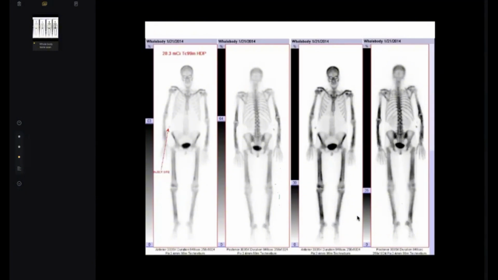Is there any super scan here? The kidneys are not visualized. One second, there is faint uptake. What is faint about this? Look at the posterior here and here. They are visualized. So this is not a super scan.